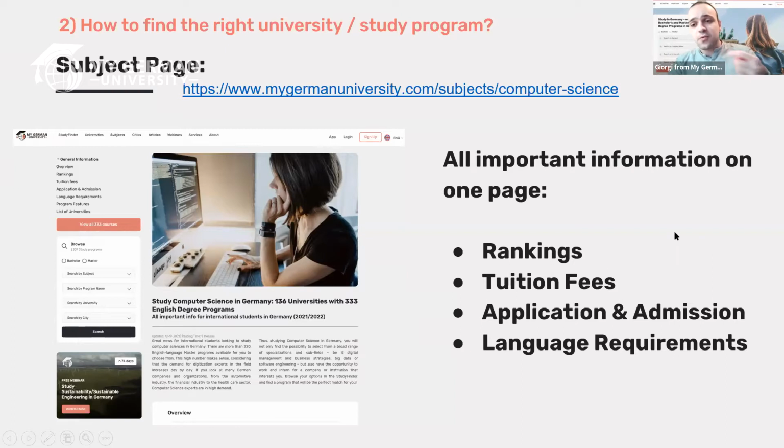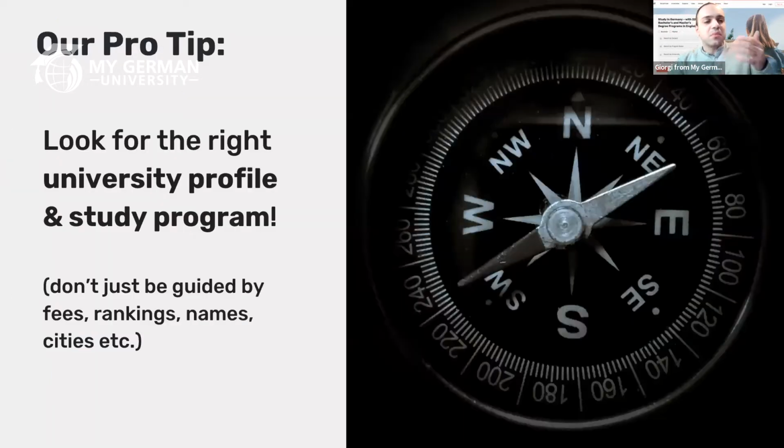So this is a really nice first step for those who don't yet know what studying computer science in Germany means. After that, I also would suggest that you should look for the right university profile and study program, which is critically important. But I sometimes see that students are only guided by rankings or by cities or fees, which is not always correct, to be guided only by these largely quantitative measures.